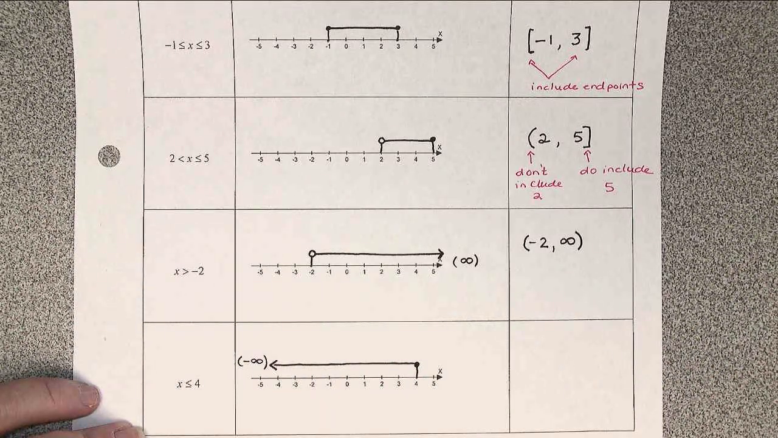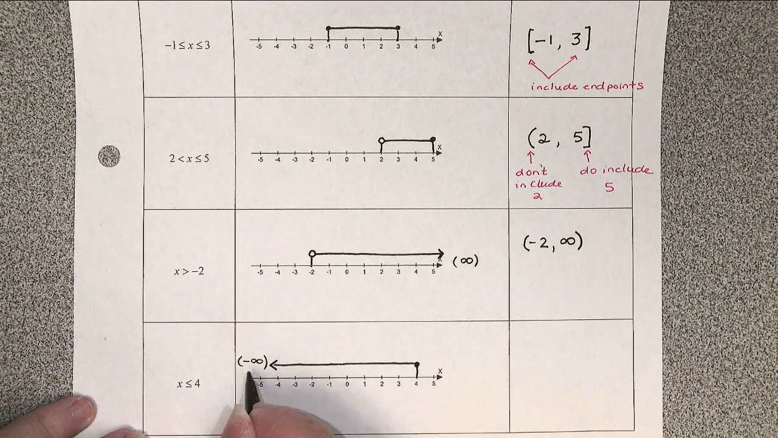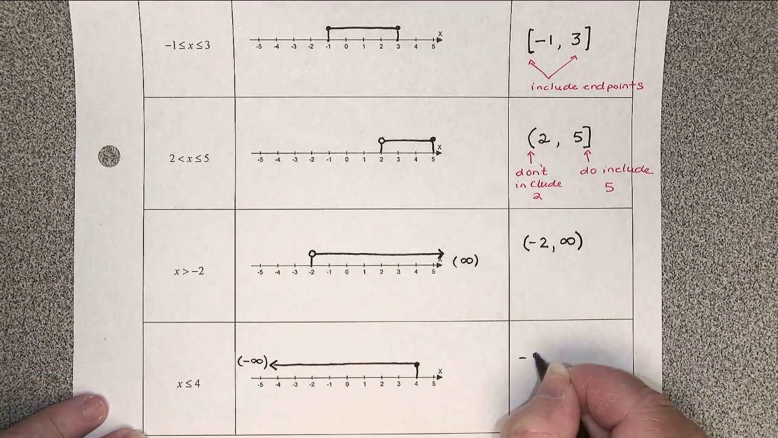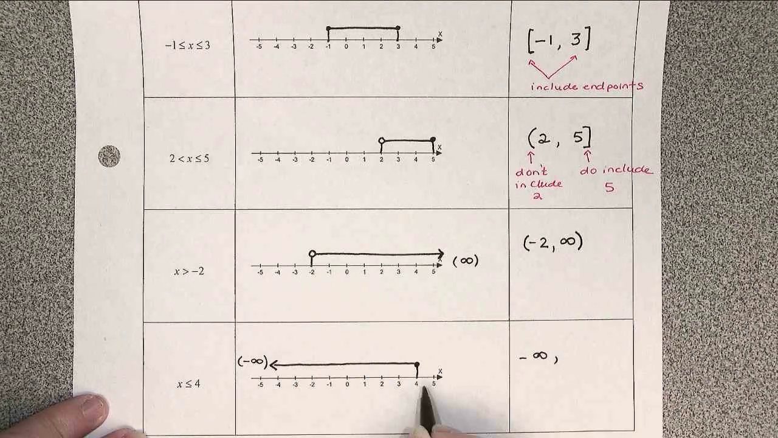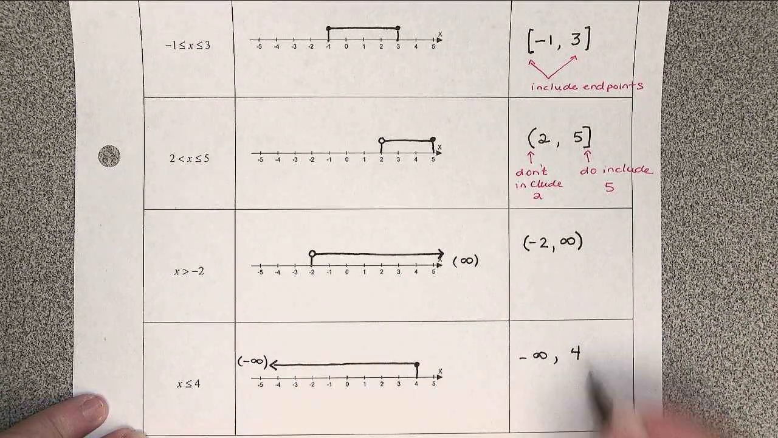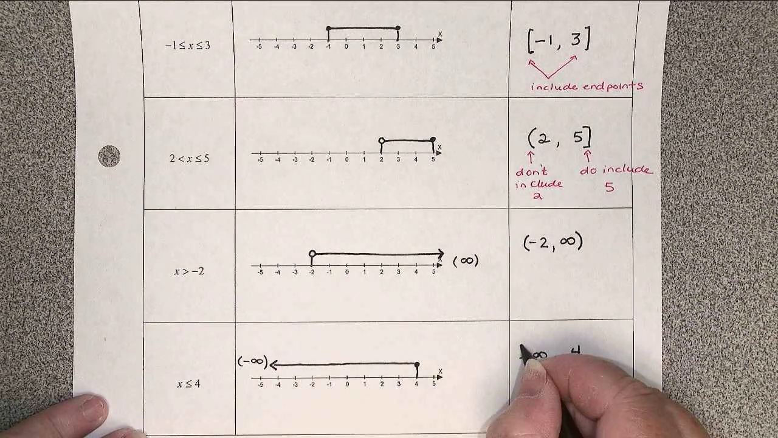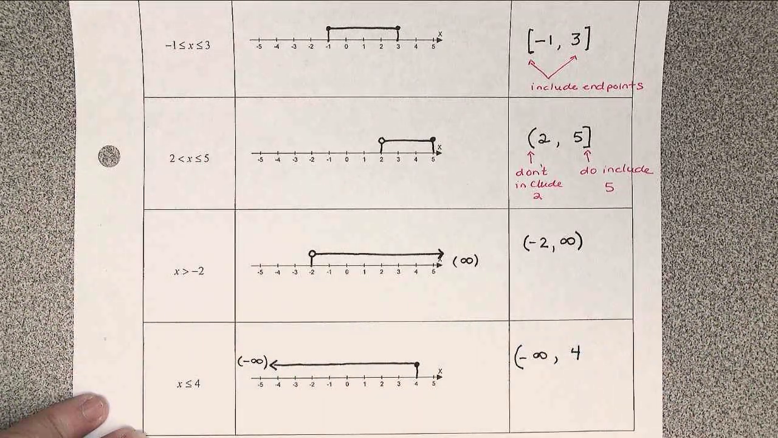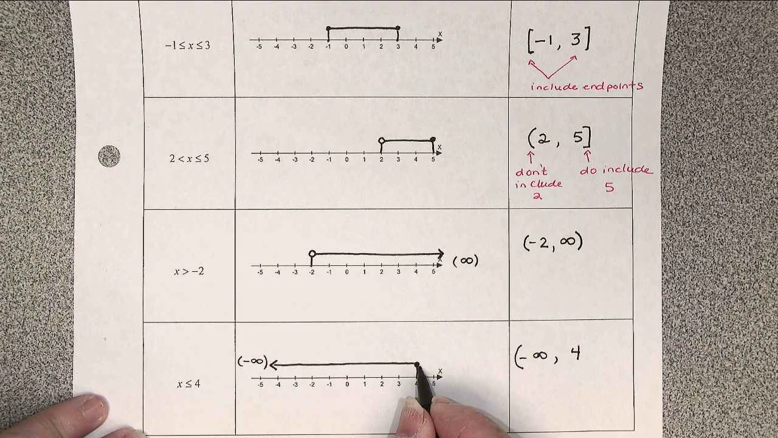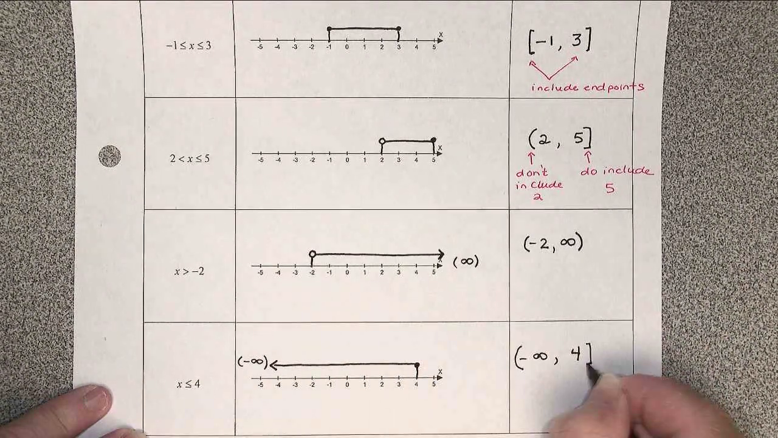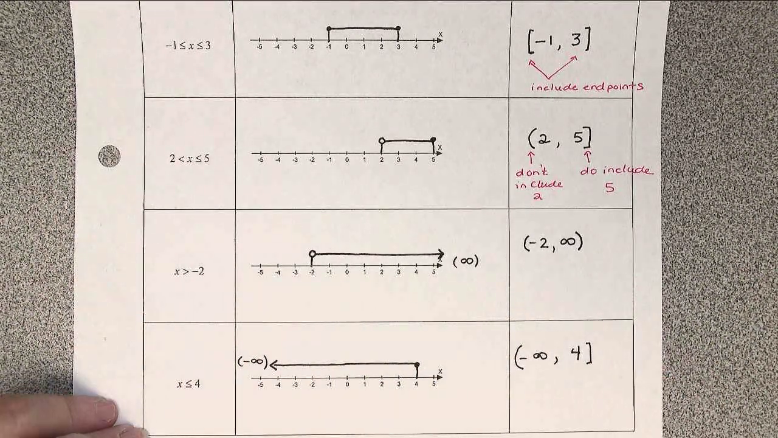Be a little careful when you're writing intervals here. Again, we always write our intervals from left to right. It doesn't matter what direction the arrow is pointing. So when I write this interval, the left side is at negative infinity, and the right side is at 4. Again, I can never really reach negative infinity, so that has to be a parenthesis. But I do include the 4. I do reach the 4. So I'll use a bracket there.